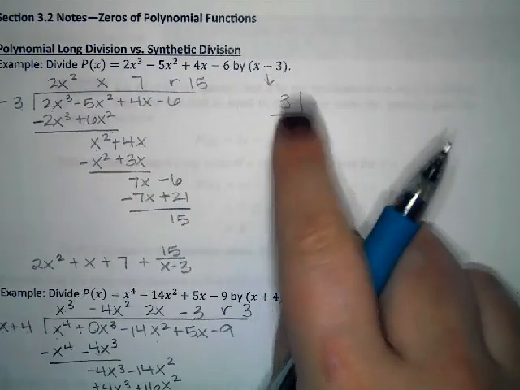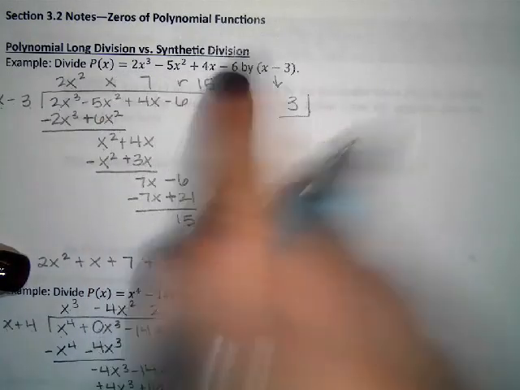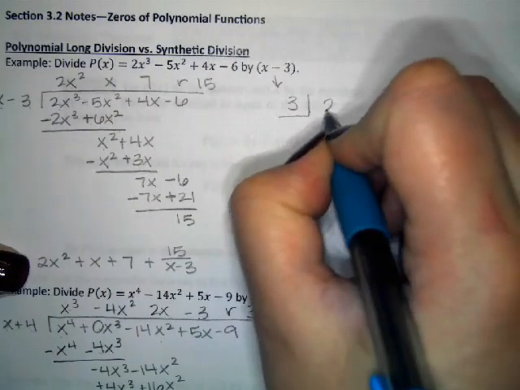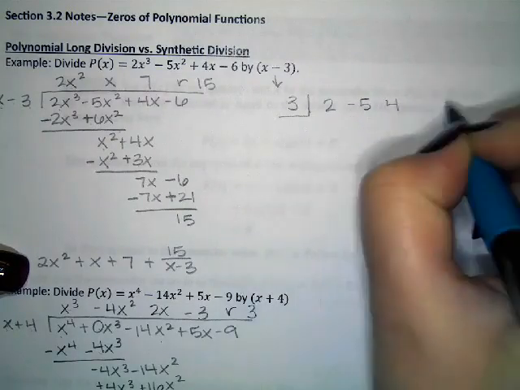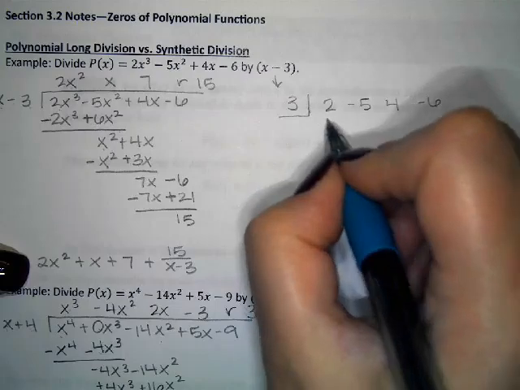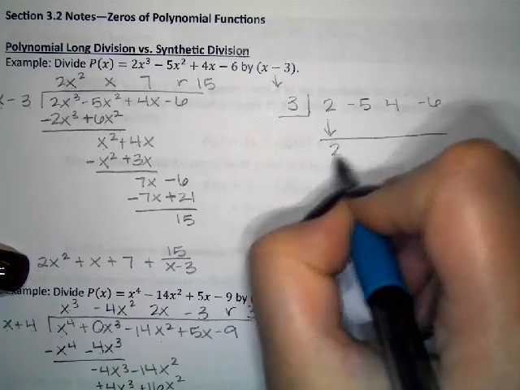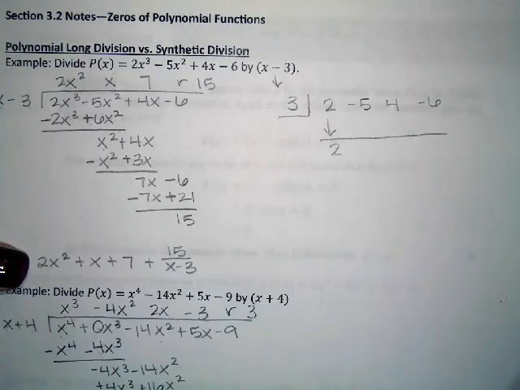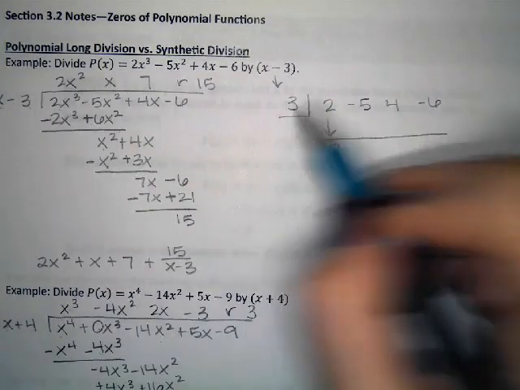And then they take the coefficients of all of these numbers. So 2, negative 5, 4, and negative 6. All right, and then the first number is just going to drop down, so I always start with an arrow, like that. So this is how I set up the problem always. So the opposite sign of this term, and then the coefficients for everything else.